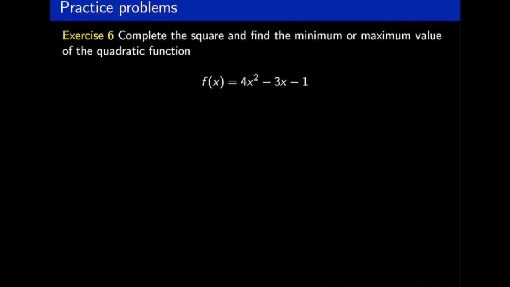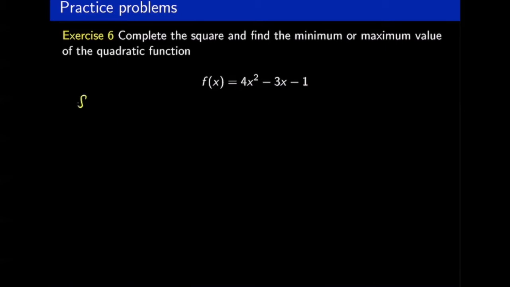We have f of x is equal to 4x squared minus 3x minus 1. We will complete the square of this quadratic function and then find the maximum or the minimum value of this quadratic function. So here are the steps you need to follow in order to complete the square of this quadratic function.